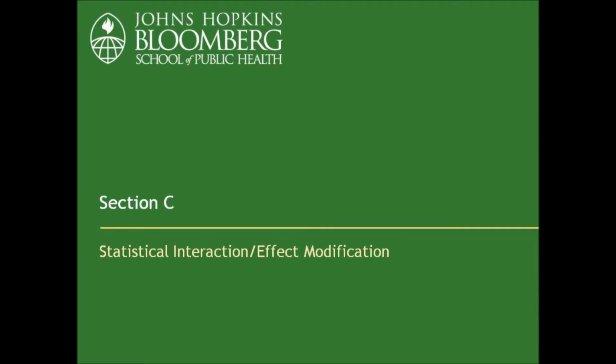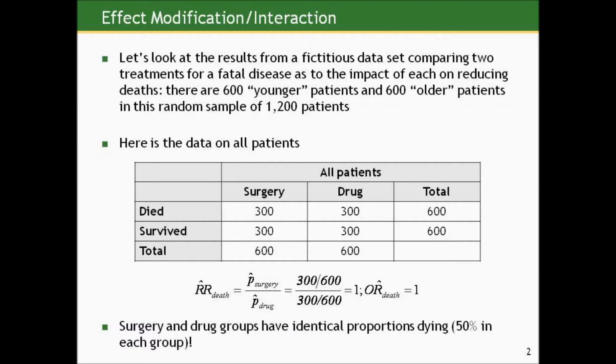we'll start with a fictitious example that has some extreme results. Let's look at the results from a fictitious data set comparing two treatments for a fatal disease, as the impact of each on reducing death. We're going to compare surgery versus drug treatment. There are 600 younger patients and 600 older patients in this random sample of 12,000 patients. Here's the data on all patients and their survival post-treatment, their 1-year survival post-treatment.